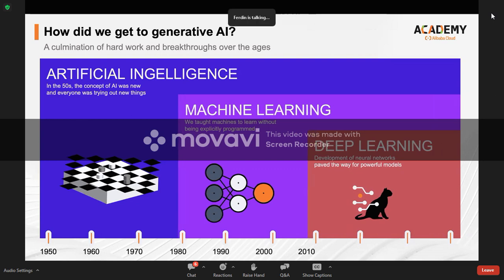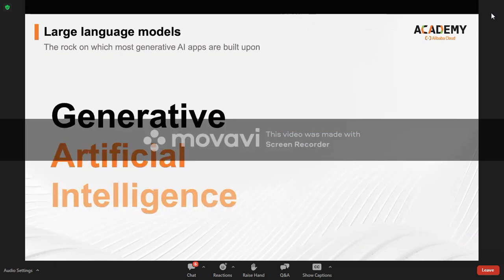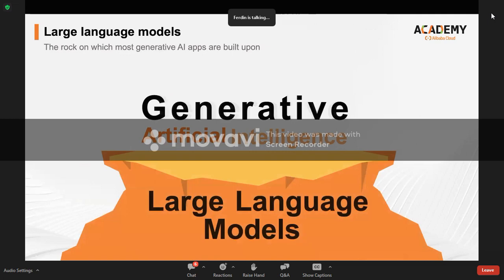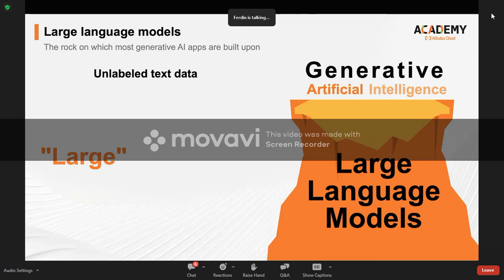And then we have the generative AI. In the last 3-4 years, we have been developing the Gen AI systems. So these are the transformers which overcame the limits of the recurrent neural networks. Then we have the large language models, which we know as the foundation models. So we have various unlabeled text data. We don't know what they are intended for. When you have a massive amount of text, you don't know what to do with them, right?